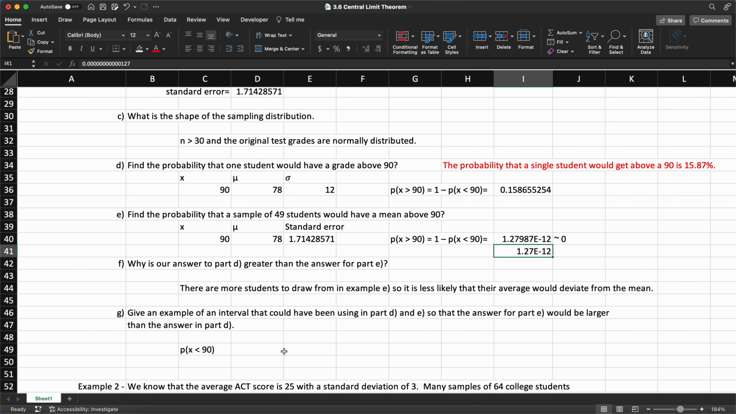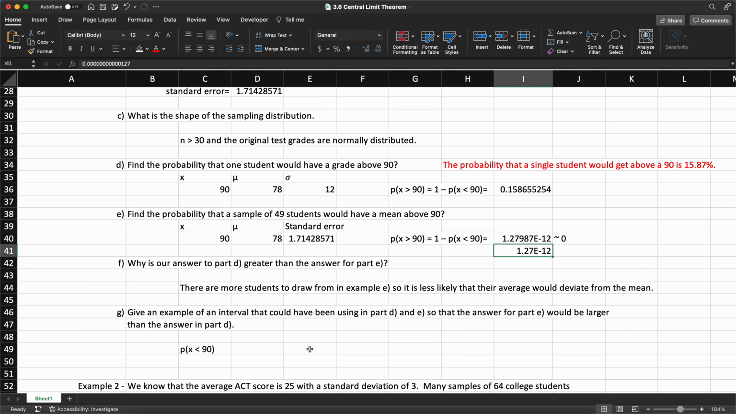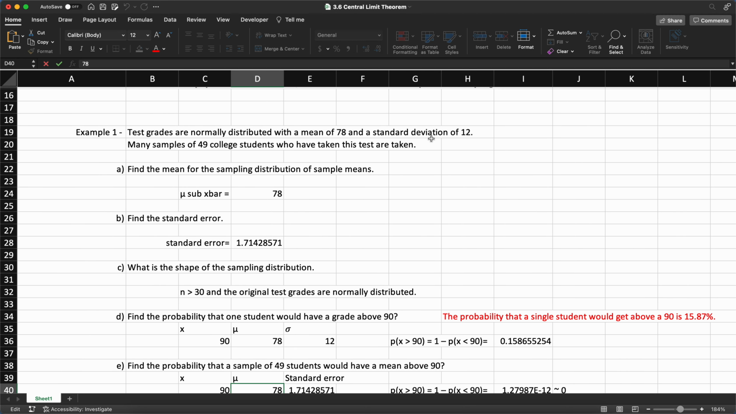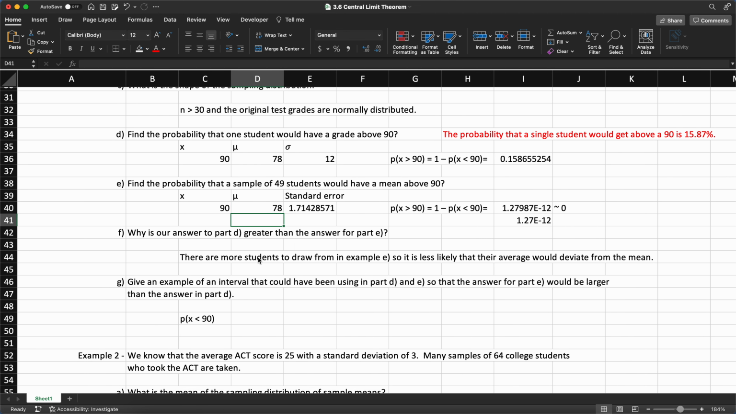So any interval, it doesn't have to be less than 90, but any interval that would include 78 is one where part E would give me a higher probability. If I take 49 students and give them a test, and then I average all their scores, that score is going to be really close to 78. Because historically, we know that's what people get on this test as an average. There are some people that do really well. There are some people that don't do so well. When we average them together, we're getting 78.